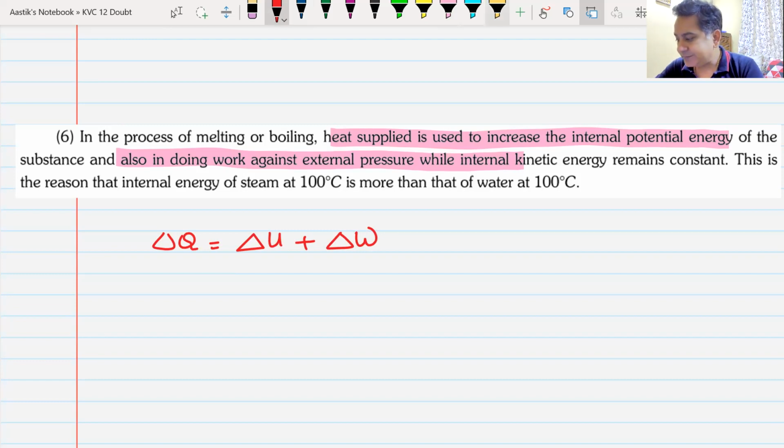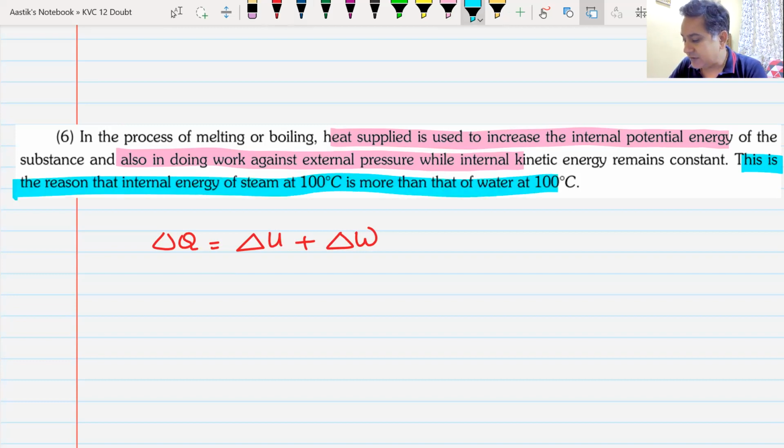There's a point here that tells us this is the reason why the internal energy of steam at 100 degrees Celsius is more than that of water at 100 degrees Celsius. I've seen this question come in a variety of exams, especially NEET. What will cause you more burn, water at 100 degrees Celsius or steam at 100 degrees Celsius? The answer is definitely steam at 100 degrees Celsius, because it has a lot more internal energy compared to water at 100 degrees Celsius. So that question is meant for NEET.